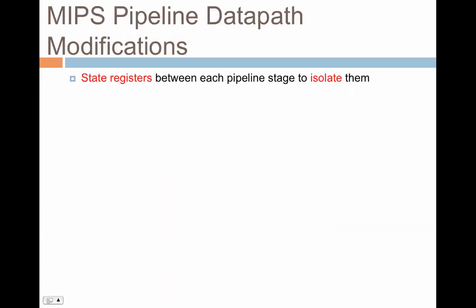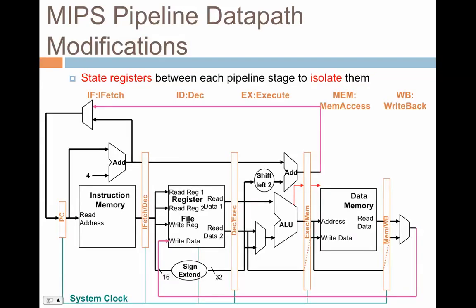Now here is the modification to the MIPS pipeline data path. What we saw two slides back is the single cycle stage, and we said we will break this down into 4 or 5 stages. Here, to make sure that we isolate different pipeline stages, we are going to add state registers. So these are basically registers between two stages. So it's going to look like this.